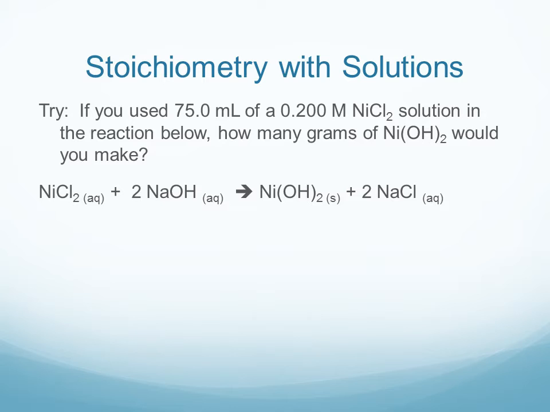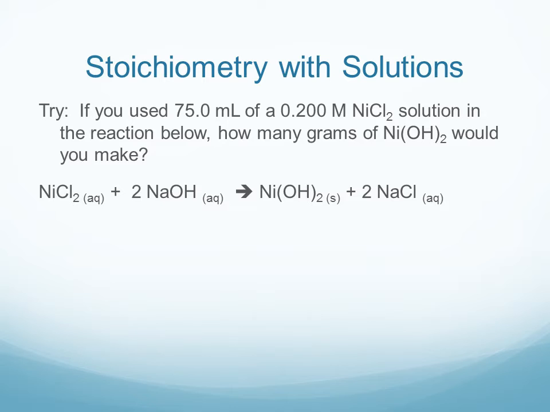Here's an example that shows what I mean by that. So you have a balanced equation between nickel chloride and sodium hydroxide. And so you're told how much nickel chloride you have in terms of a solution. You have 75 milliliters of a 0.200 molar nickel chloride solution. And so if you use that much, how many grams of nickel hydroxide will you be able to make?